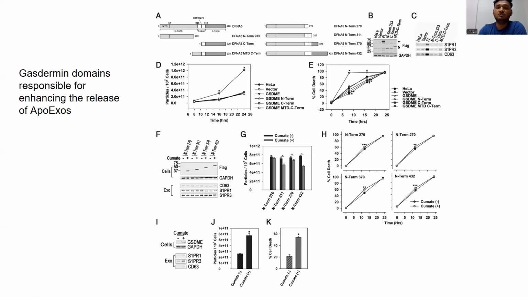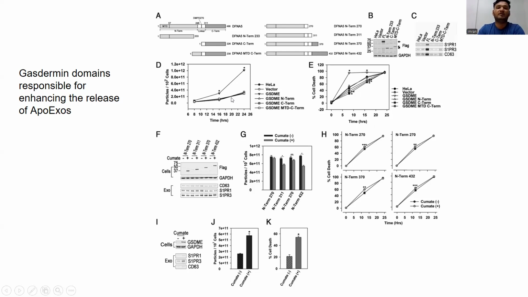And then to find out which domain of the Gasdermin is responsible for the release of apoptotic exosomes, pore-forming and non-pore-forming fragments of the Gasdermin E were constructed. In here, first the non-pore-forming fragments, like a truncated form of the N-terminal domain, a C-terminal domain, and a fusion construct between the N-terminal and C-terminal domain were made, and it was found that they had no effect on the release of exosomes when compared to the full-length Gasdermin E.